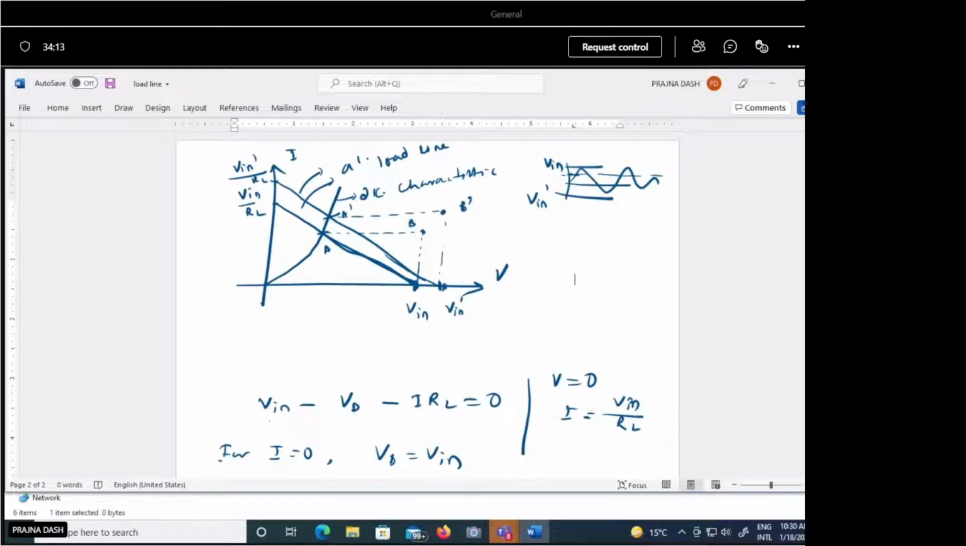I wanted to ask, you have said that V in and V in dash are the two peak voltages. So either V in dash should be in the opposite direction of the magnitude, or V in dash should be on the point V in.